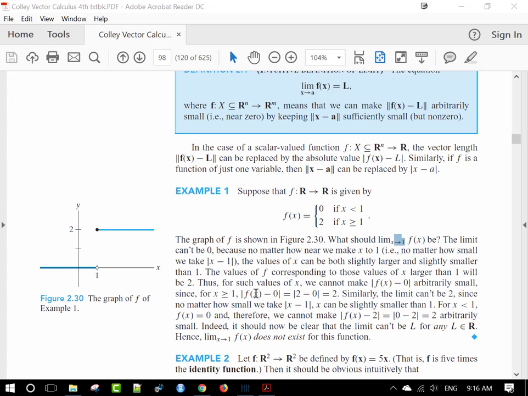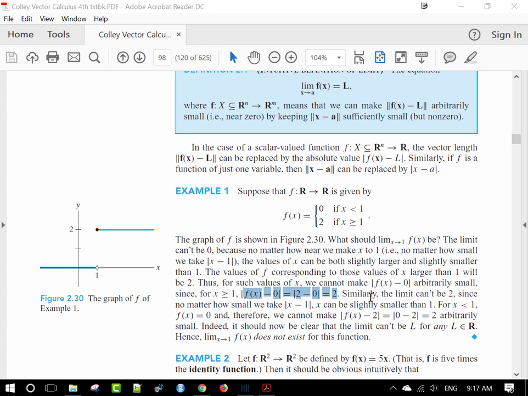So the distance between this and this is always going to be 2. Why is it between 0? Because on this side it's going to be... so we're wondering if we can make the output as close to 0 as possible, but we can't. The height is always going to be 2, or the difference is always going to be 2 between 0 and any point just to the left of 1.